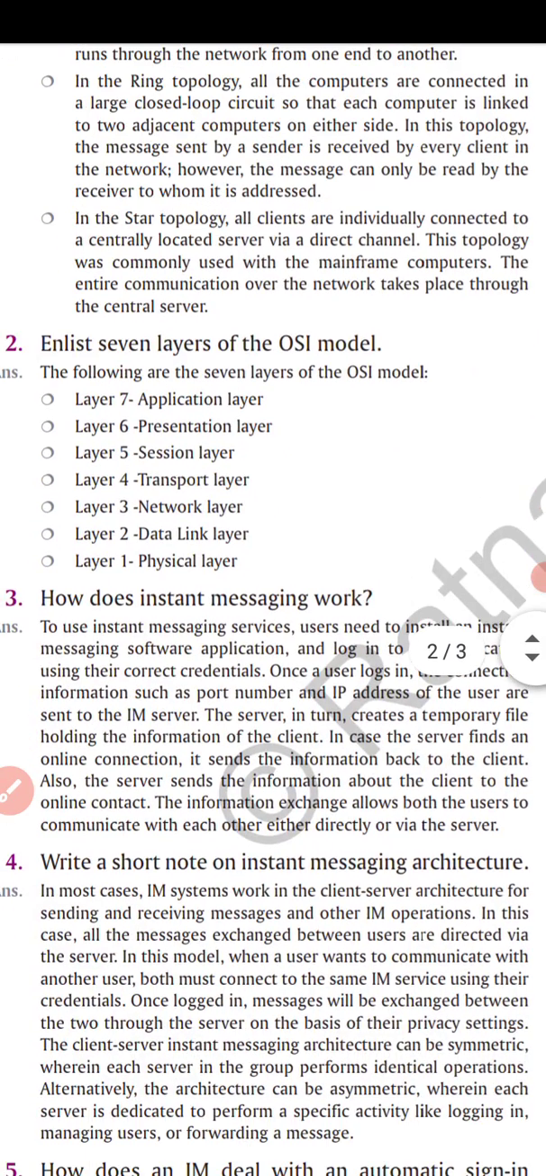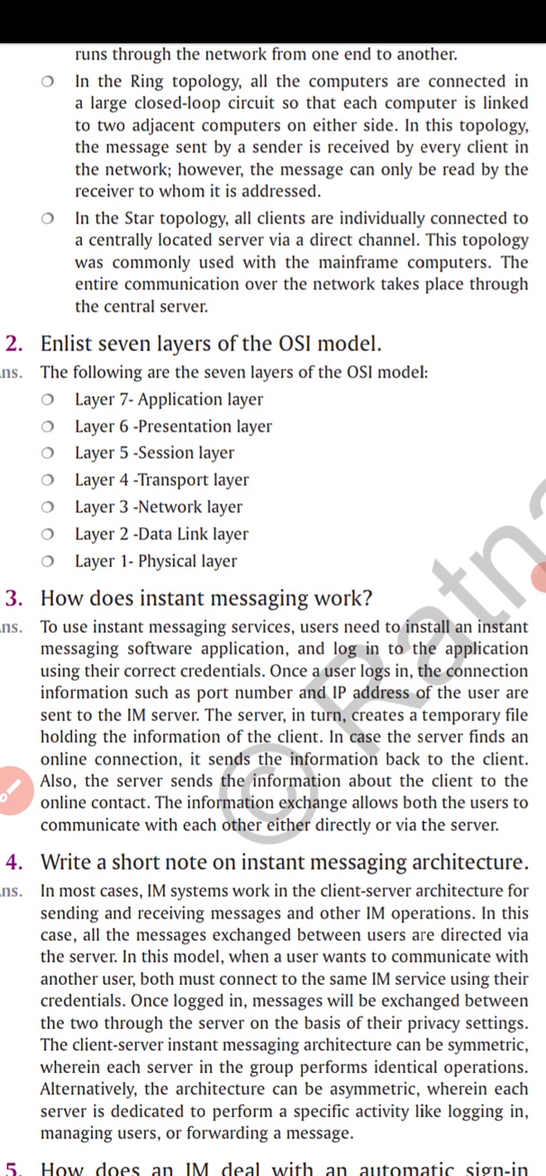And now, enlist the 7 layers of the OSI model. Many times this question will arise in board exams, so please students, learn all the 7 layers. You should know that layer 7 to 1: this is the application layer, 6 presentation layer, 5th session layer, 4 transport layer, 3rd network layer, 2 data link, and 1 is the physical layer. Dear students, in this way you should learn all the 7 layers. Many times this question will arise in your exams.